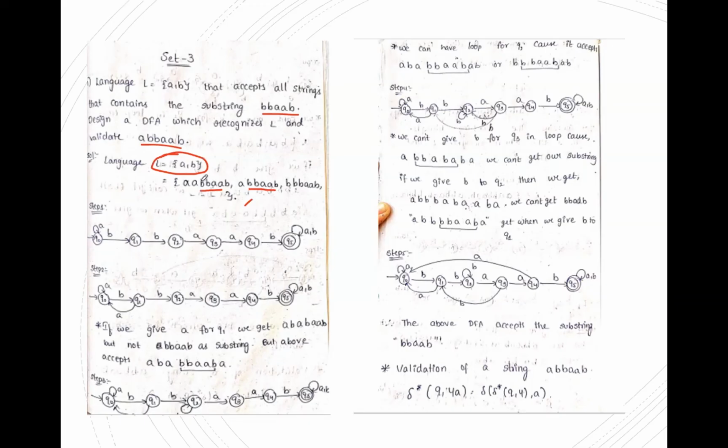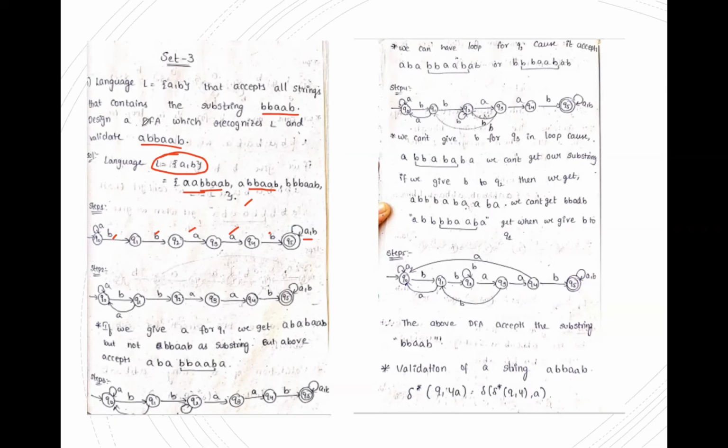So first up, we are constructing a finite automaton which accepts BBAAB as a substring, and the string may start with A. So I'm taking a self loop, so you can have any number of A's. If you take the first possible string, you can see that, and at the end also, you can have any combination of A's and B's.